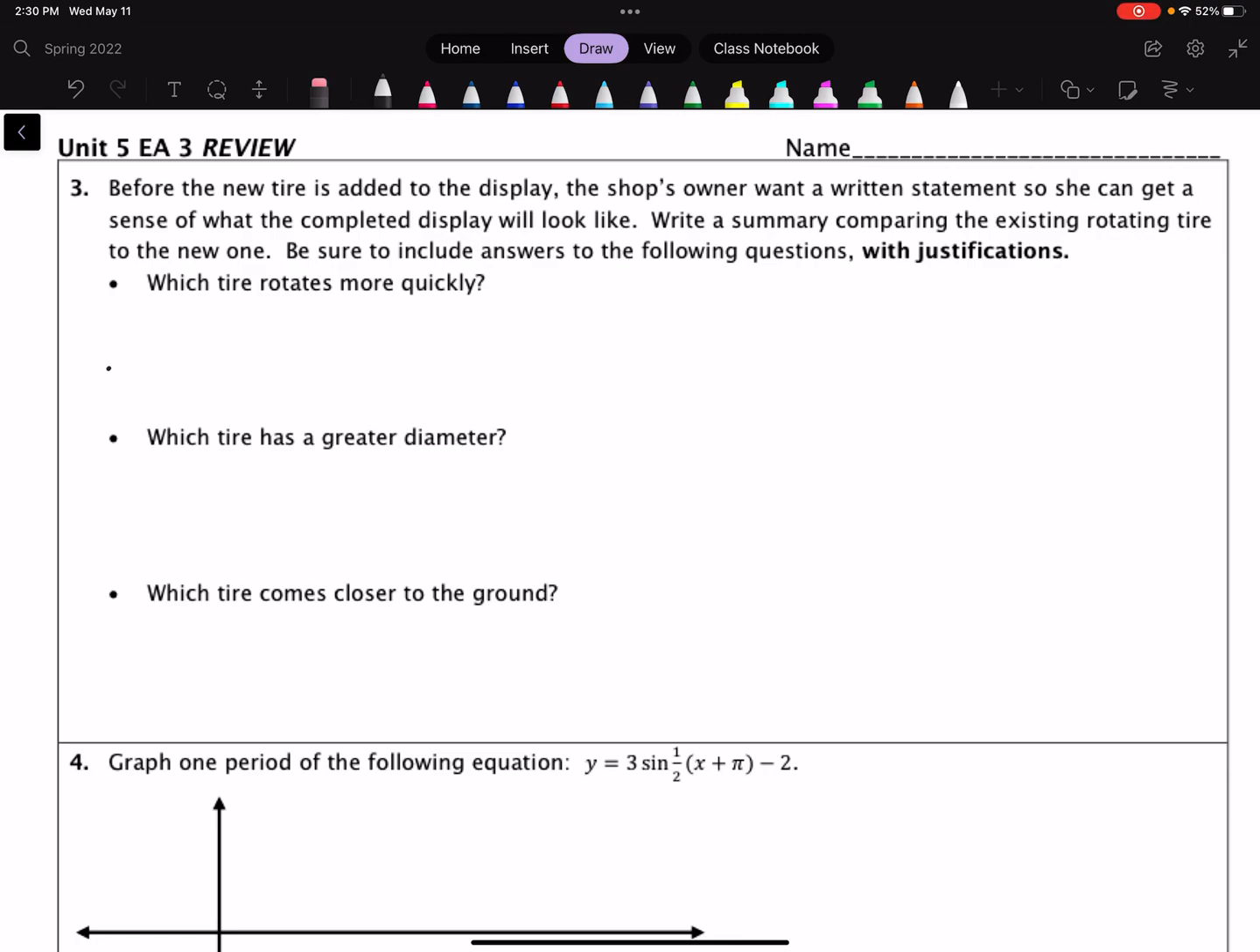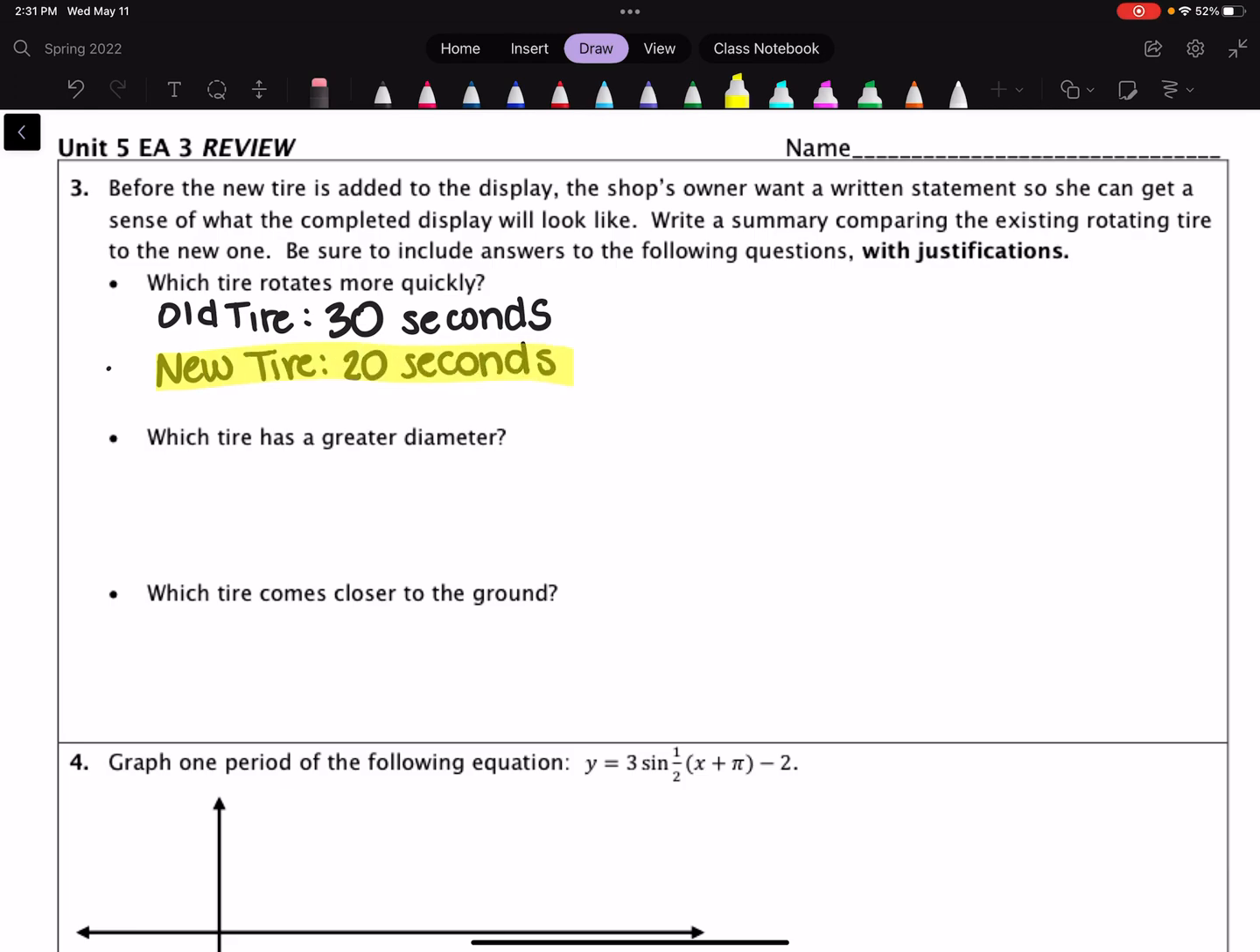So if they're talking about the speed at which it rotates or the time that it takes for a rotation, we're talking about the period for each of our functions. So we'll put old tire, that's our first equation that we looked at, right? And we know that one has a period of 30 seconds. And our new tire only takes 20 seconds to rotate. And so our new tire would be the one that rotates more quickly.